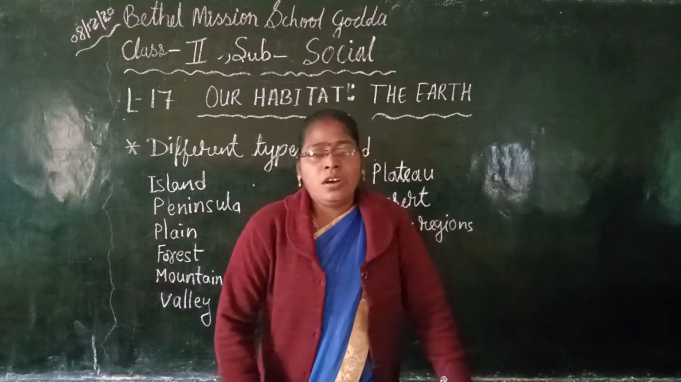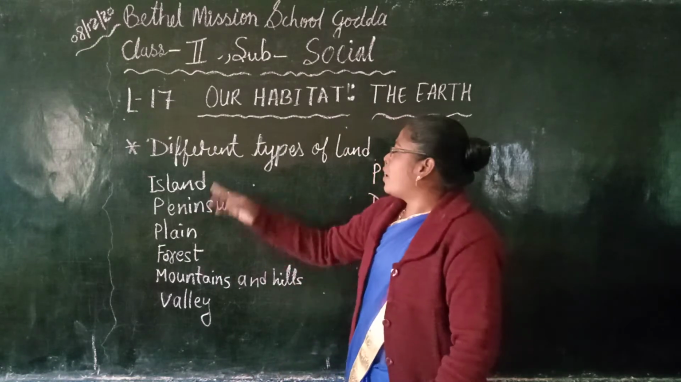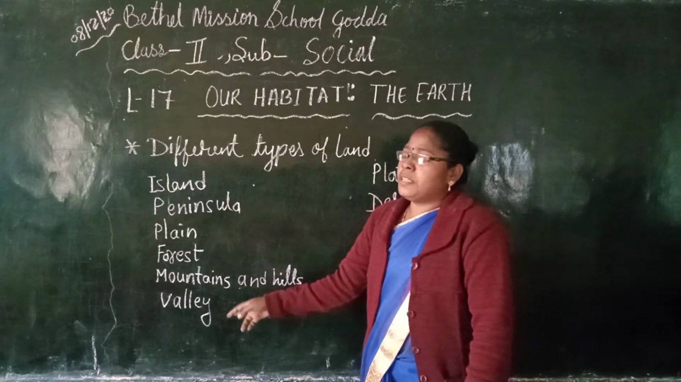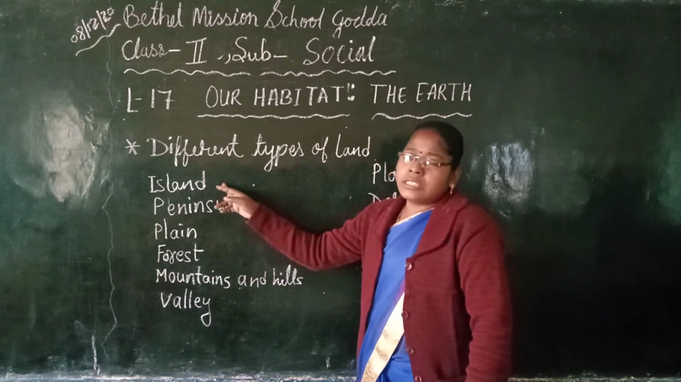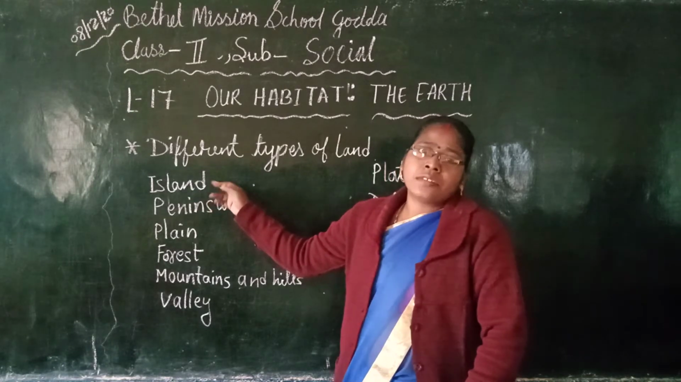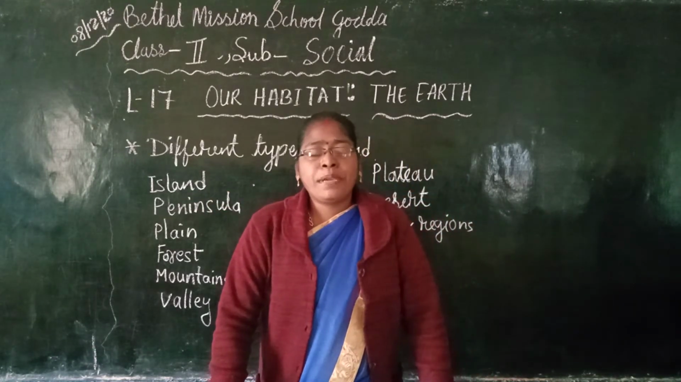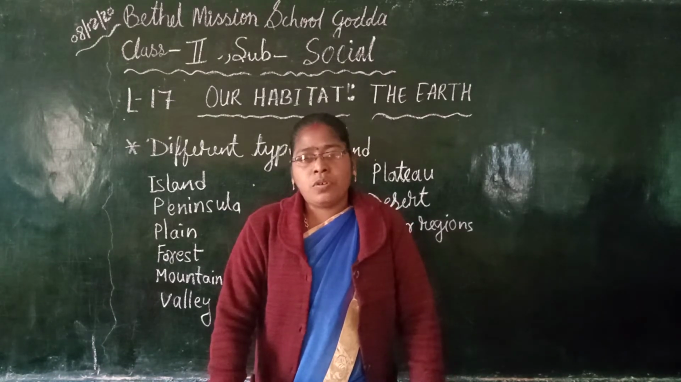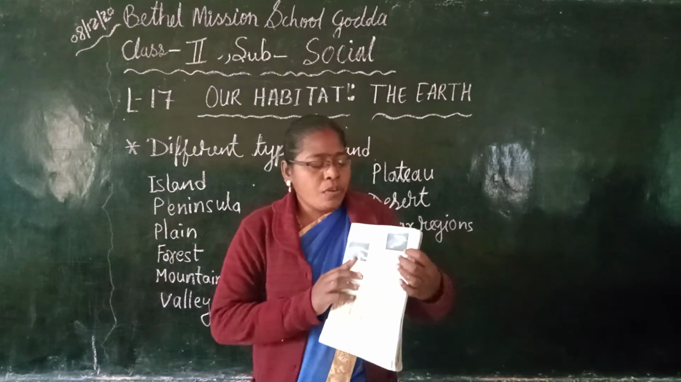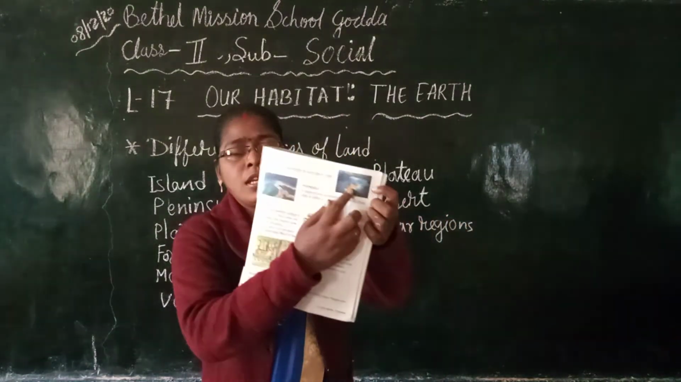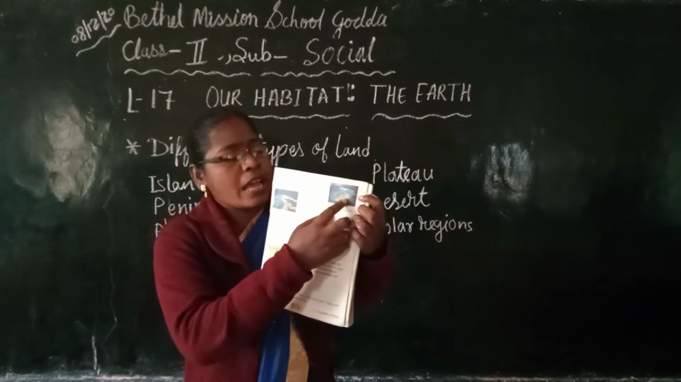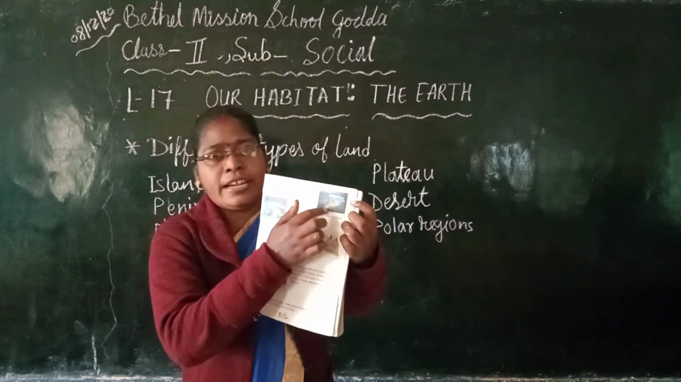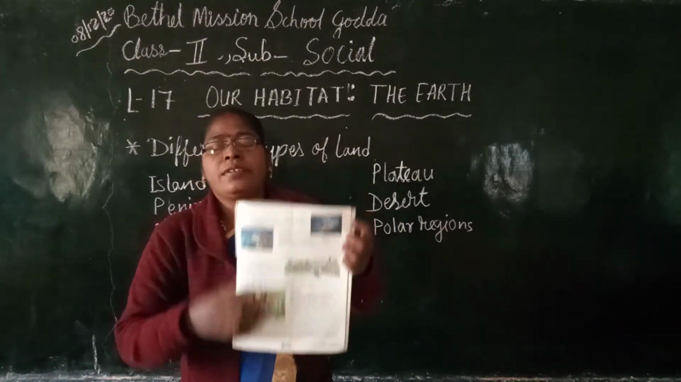So children, now we are going to discuss the different types of land. Here I have written down some different types of land. First we will discuss island. So what is an island? A piece of land surrounded by water on all sides is called an island. Here I would like to show you the picture. Can you see here? This is the land. A piece of land surrounded by water on all sides is called an island.